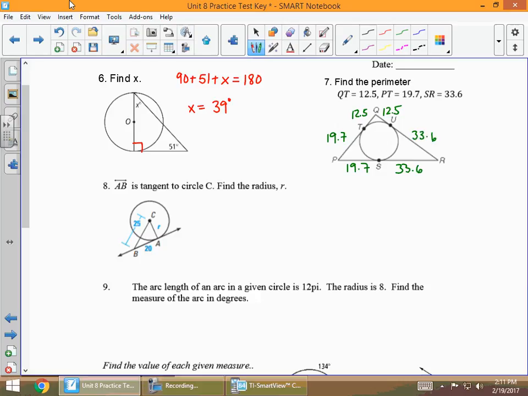And then it wants us to find the perimeter of that triangle. So the perimeter here is the sum of all 6 of those numbers. And if I were to add them all up, it would add up to 131.6 units long to be that perimeter.